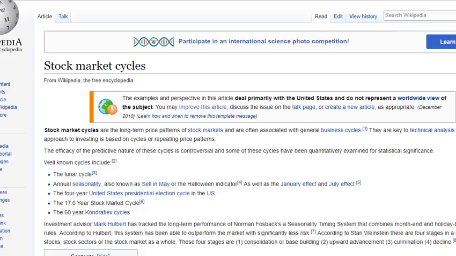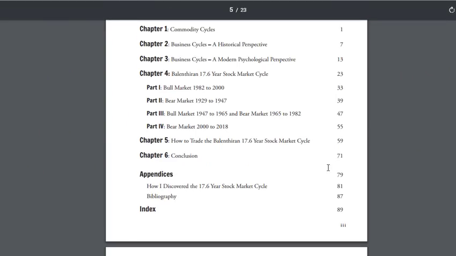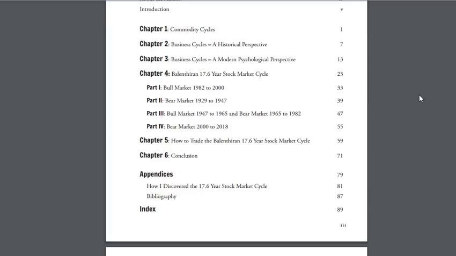It's based, as I mentioned, on a book, and here is that book, the 17.6 year stock market cycle, written by Kerry Balenthiran. I'm not sure if I'm pronouncing that correctly. A book written in 2013. And thanks to the publisher, we're able to take a quick look at the chapters and the outline of the book. So I took a quick look at this to see what 17.6 year cycle this person has identified. They've named the cycle after themselves. It's now called the Balenthiran 17.6 year stock market cycle.